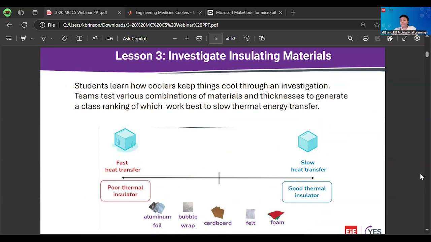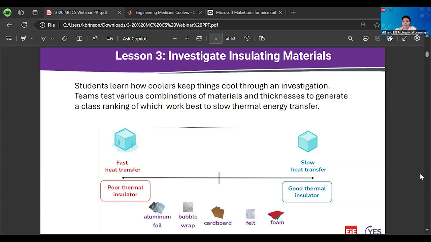So they test different insulating materials, including the ones you see on the screen here, aluminum foil, bubble wrap, cardboard, etc., in different layers, whether that's one layer or two layers, and they record that data over the course of 5 minutes under the heat lamp. So they'll be recording every minute. So every minute they have to take a look at the temperature inside of the cooler and outside of the cooler to see which ones are slowing heat transfer the best.